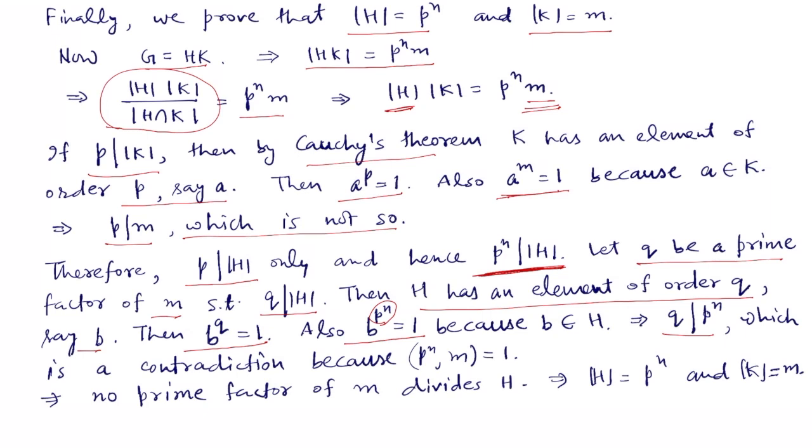And this is a contradiction because GCD of p to the power n and m is 1. If q divides p to the power n, q is already dividing m, so that will show that their GCD is bigger than 1, which is not so. So no prime factor of m divides order of H, and so order of H is exactly p to the power n, and hence order of K is also m.